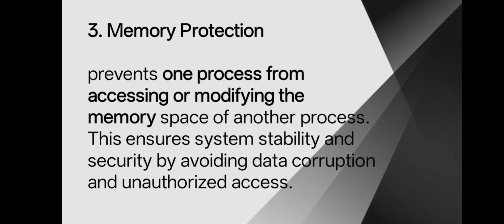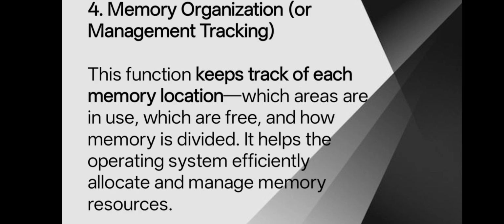Next is memory protection. It prevents one process from accessing or modifying the space of another process. For example, you're running Chrome and Spotify at the same time. Chrome cannot read or change Spotify's memory and Spotify cannot access Chrome's tabs. If an app tries to access memory that isn't assigned to it, the OS blocks it and may show an error. This is memory protection.